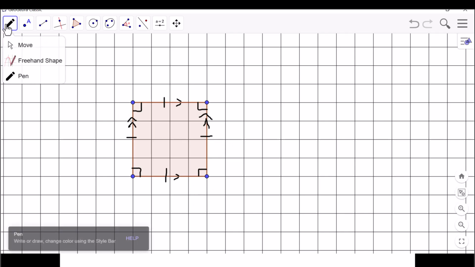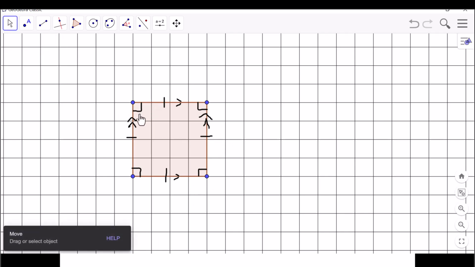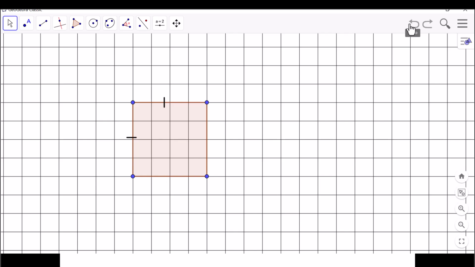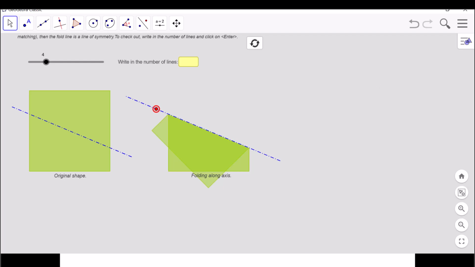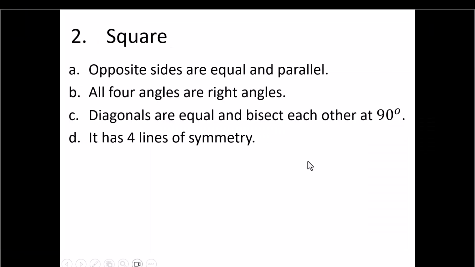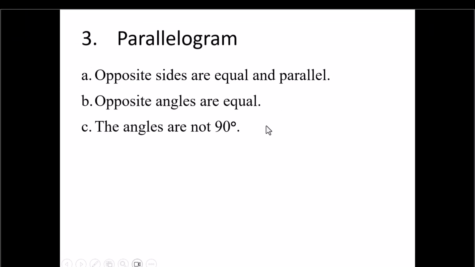Take note of this. Let me undo all those things I added so that we go to the next properties. All right, as we move on, let me minimize. Okay, as we move on, the next property we are looking at is parallelogram.